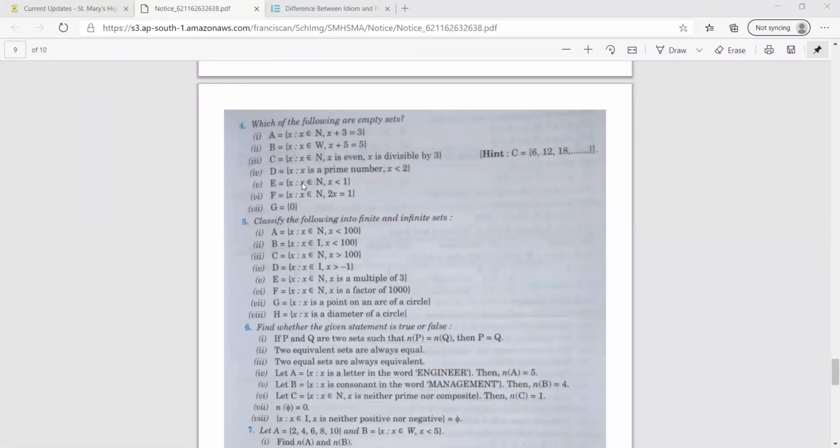Next, x such that x is an element of natural numbers and it is less than 1. Now we know natural numbers begin with 1. So we don't have any natural number which is less than 1. Therefore, again this set is empty.